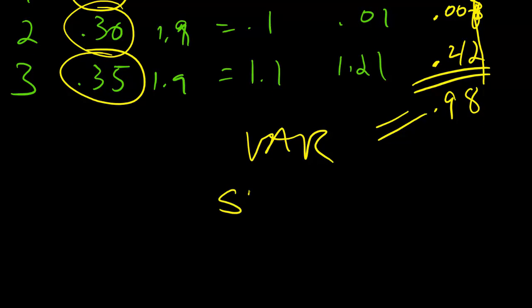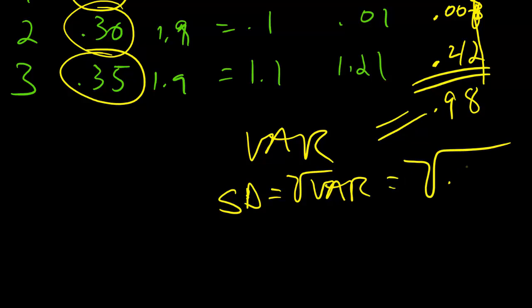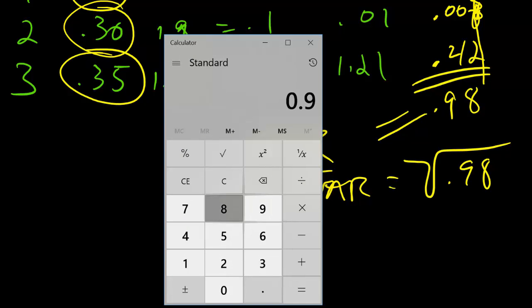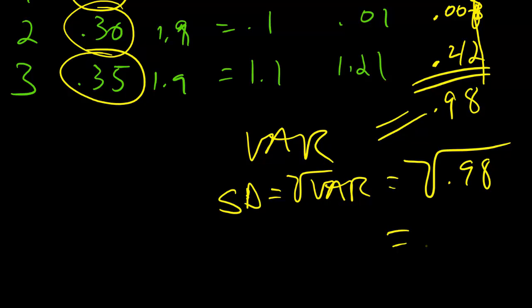And if I want the square root, the standard deviation, which is the square root of my variance, then what I have to do is take the square root of 0.98, which should be about 0.9. 0.98 square root is 0.989. It's about the same thing.